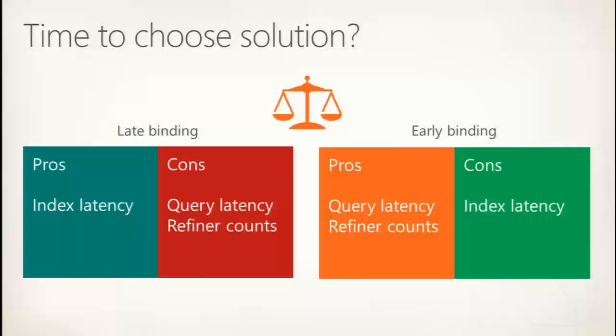So, time to choose solution. Right. So we have already spoken a bit about the technical requirements with BCS augmenting claims to the indexed object and so on to enable pre-trimming, right? So that's the technical part of it. But is that all there is to it?